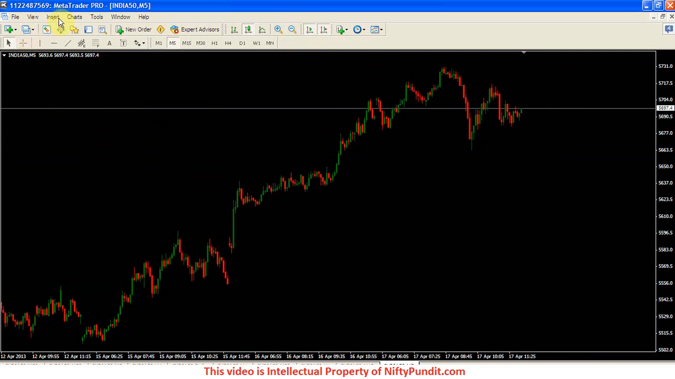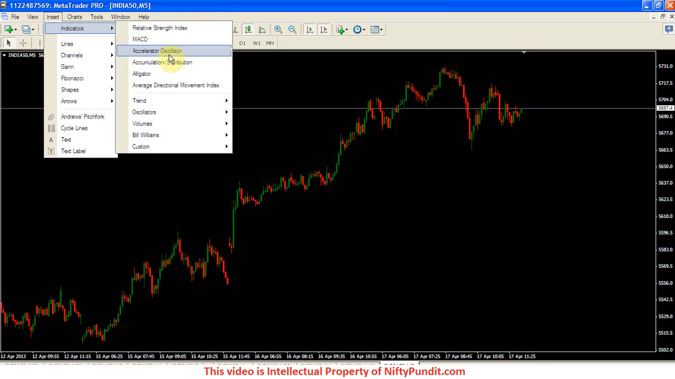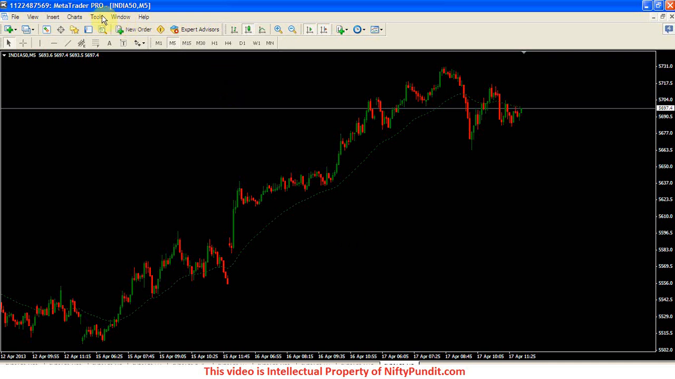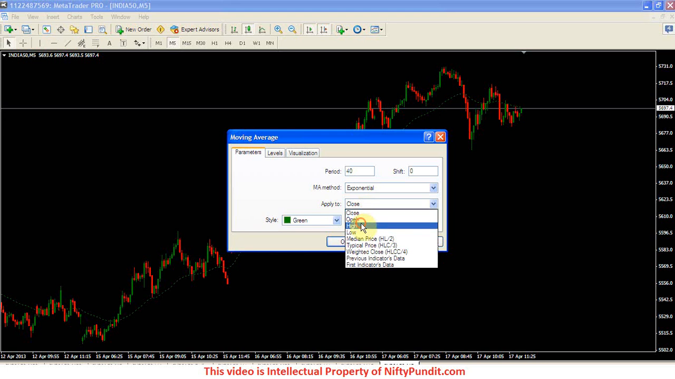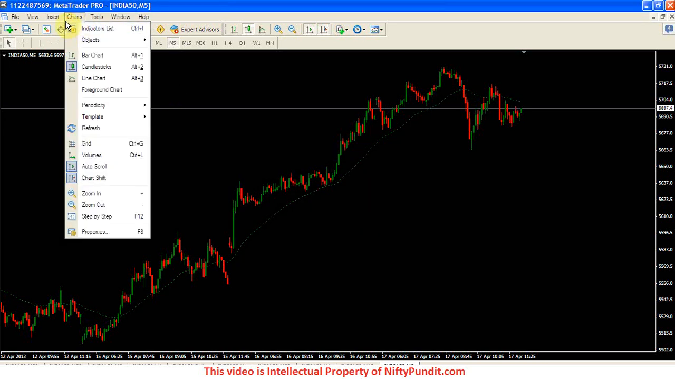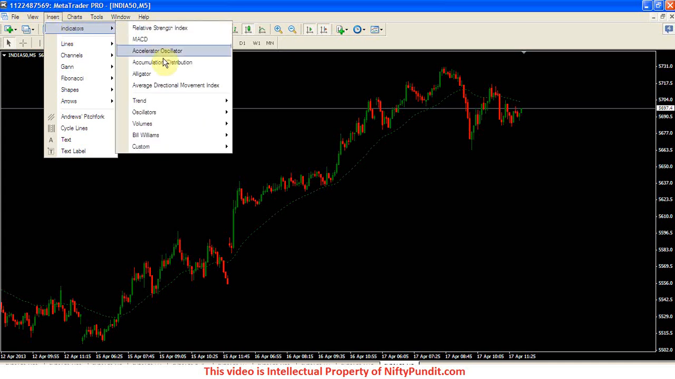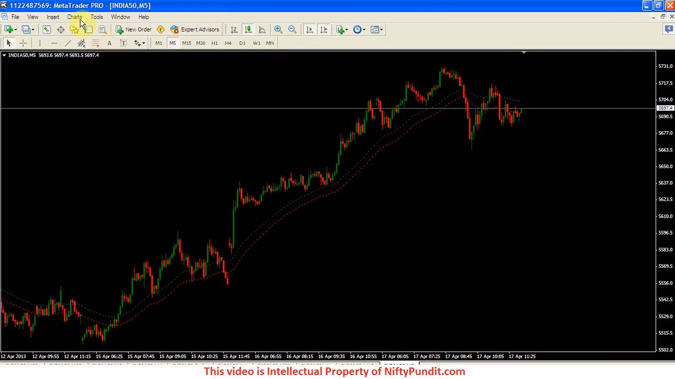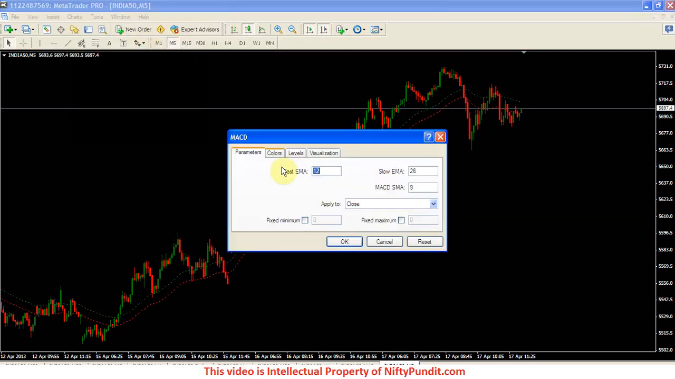Now we're going to add the indicators of moving average, 40 period, exponential, with dotted lines. Sorry, I should select the properties of high. Insert another trend indicator, a moving average with low, and select the color as red for the general indication, dotted lines. Now insert MACD with default settings.